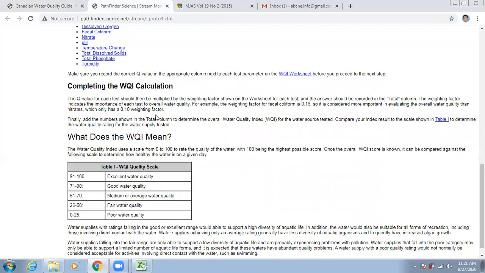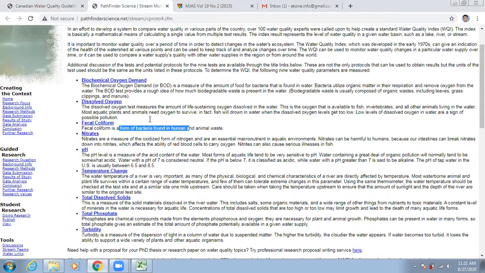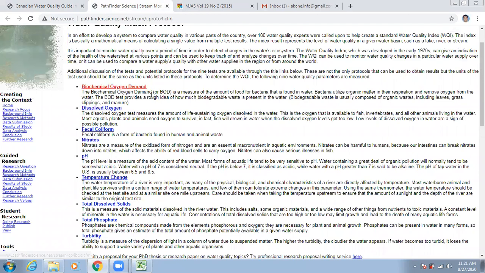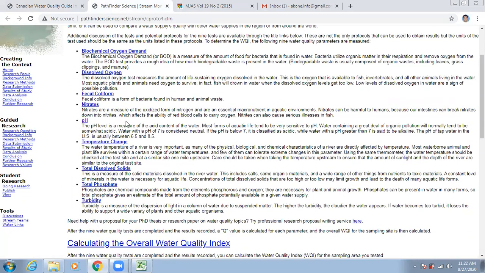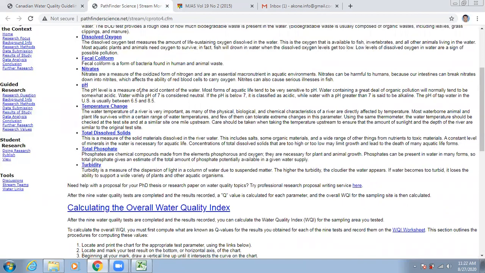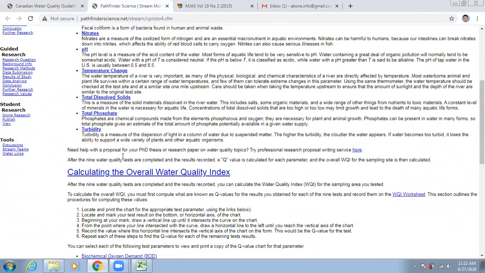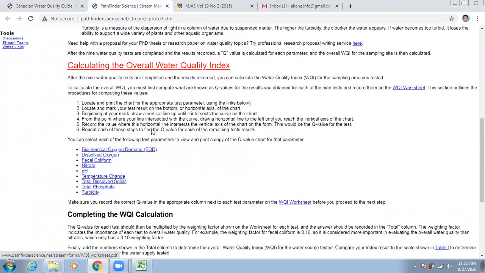Otherwise, the second method needs at least these parameters: biological oxygen demand, dissolved oxygen, fecal coliform, nitrate, pH, temperature change, total dissolved solids, total phosphate, and turbidity. On these parameters, you can calculate the overall water quality index.